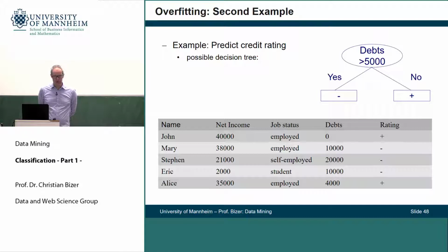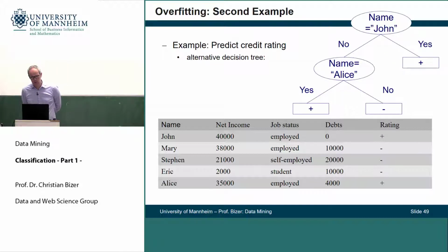That's one possibility. We could also learn this tree. We could say if somebody is called John, we give him credit, or if somebody is called Alice, we also give her credit. If people have different names, we don't give them credit.